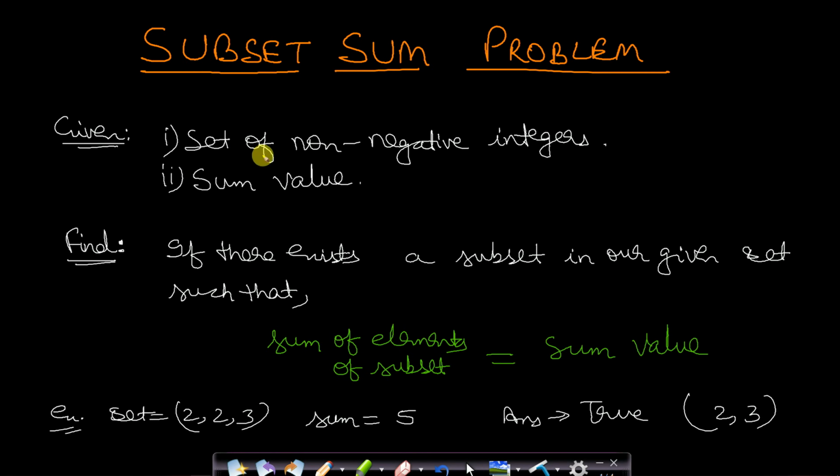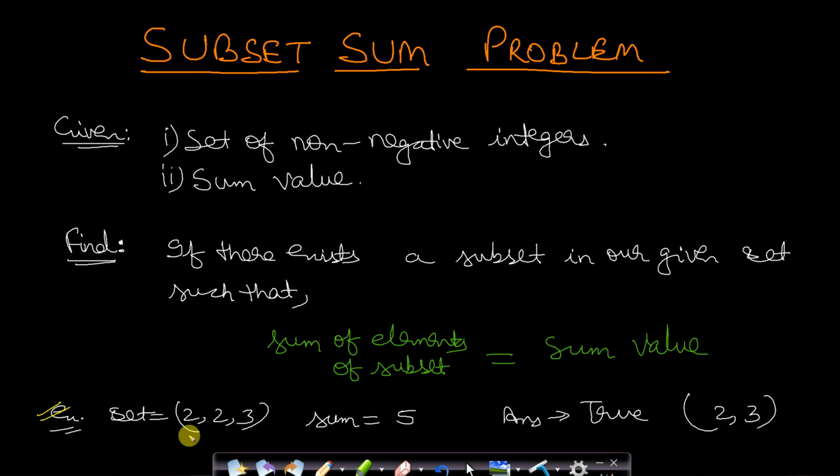We are given a set of non-negative integers as well as a sum value, and we are required to find if there exists a subset in our given set such that the sum of the elements of the subset is equal to the given sum value. Let us take an example and understand.